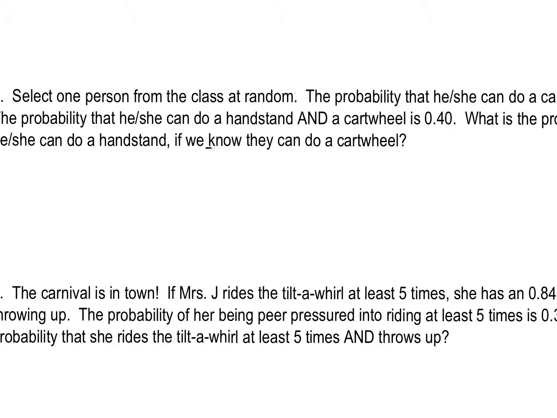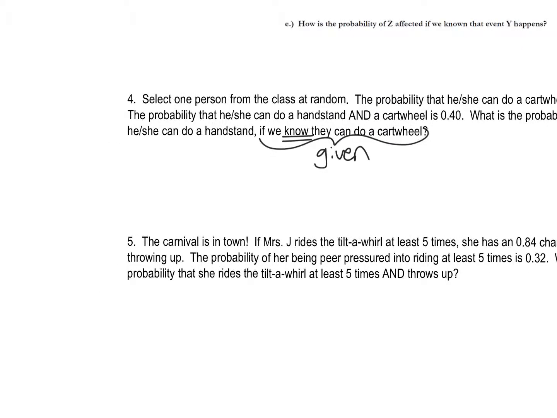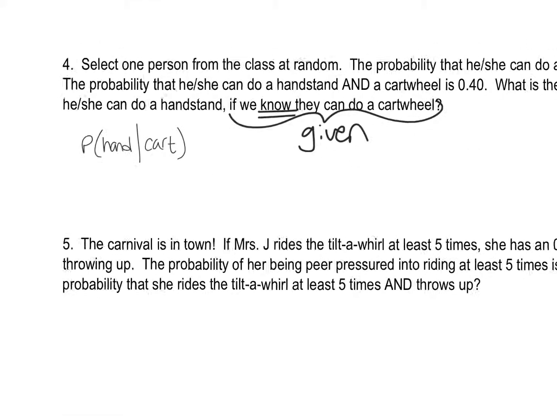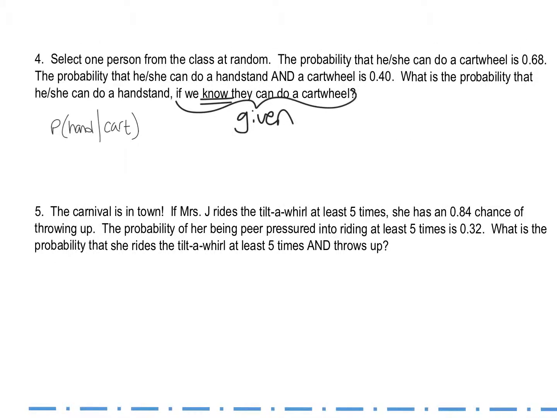So if we know part, this is the given condition. So given the person can do a cartwheel, find the probability that they can do a handstand. So it's probability that they can do a handstand given they can do a cartwheel. That's what the question is asking me here, and that is just what I took from this part here that they're asking. So I'm translating that into the symbols that we know. Find the probability that they can do a handstand given they can do a cartwheel. So the given part is like the denominator part.